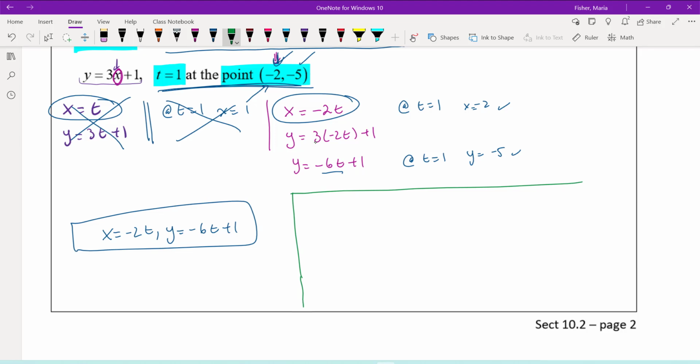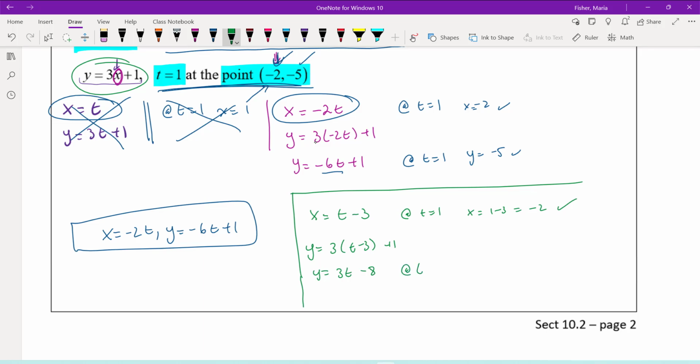We could have just as easily said that we wanted x to equal, instead of -2t, t minus 3. Because what happens at t equals 1? Well, x would equal 1 minus 3, which is -2. That's perfect. That's what we would need. And then y would equal 3 times t minus 3 plus 1, again plugging into this guy, and that when we distribute would be 3t minus 9 plus 1, which is 3t minus 8.